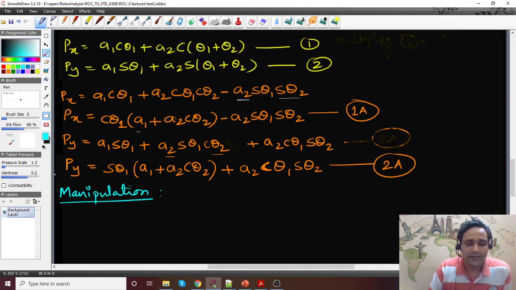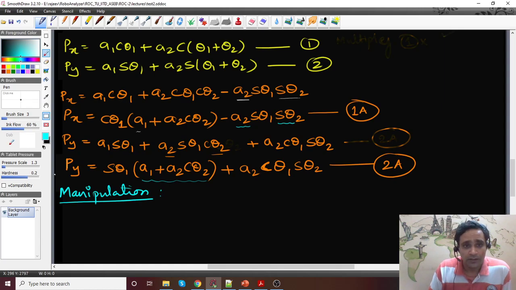So how do they manipulate? Equation 2a will be multiplied with this term, what you have seen here. And equation 1a will be multiplied with a2 sin theta 2. Why have they done it? Probably they tried different versions and this one suited, so we'll see how it works. Or maybe it is related to the geometric derivation also.